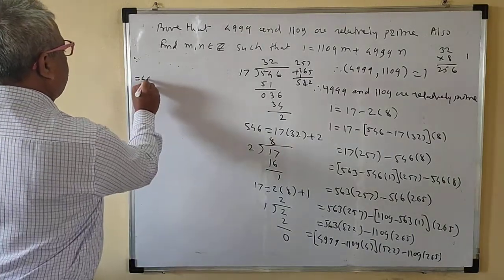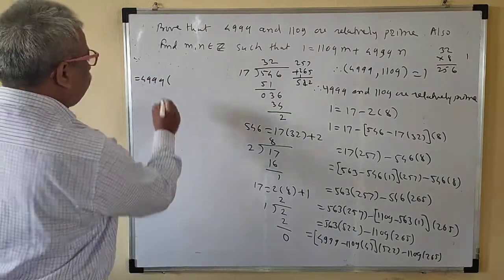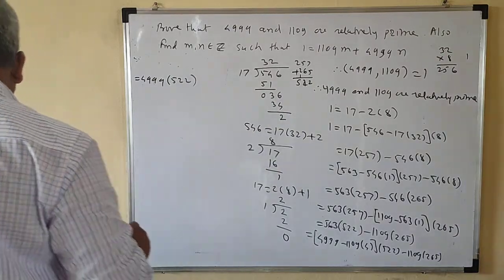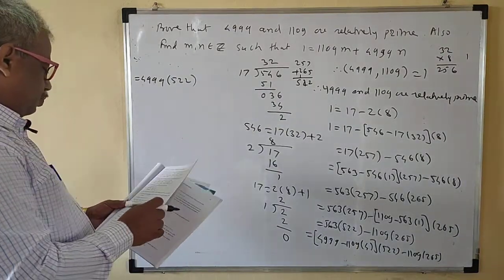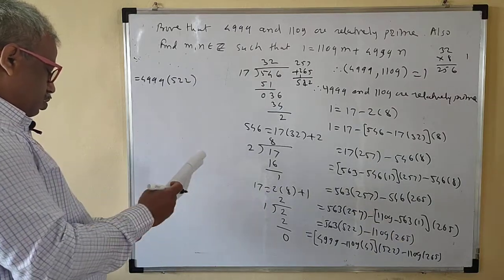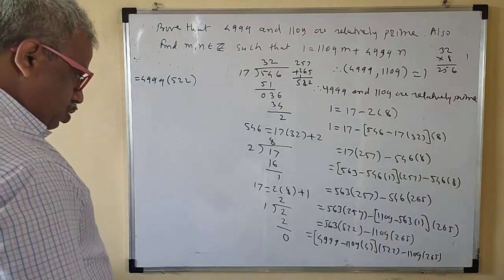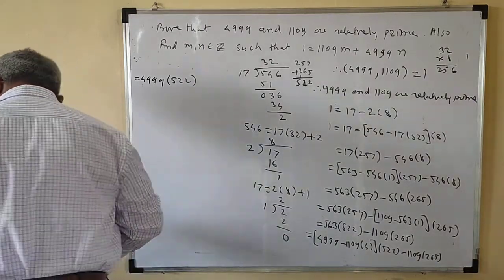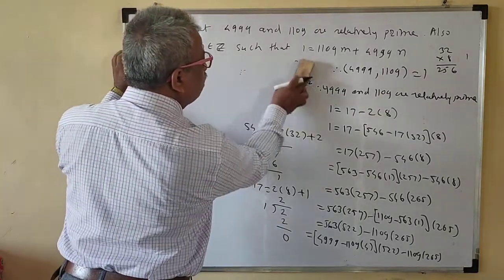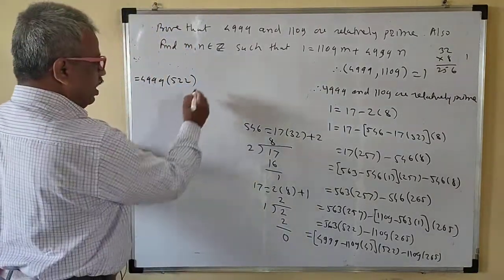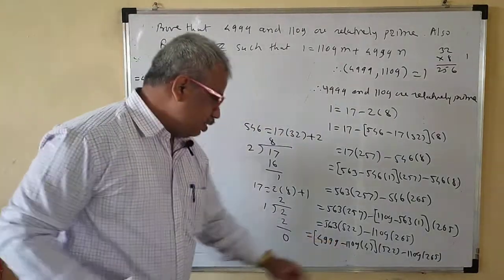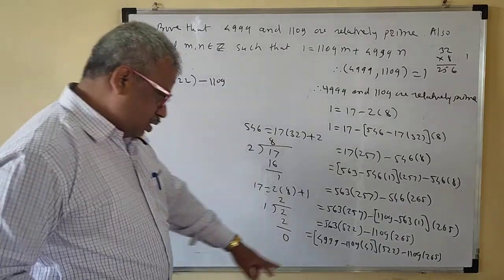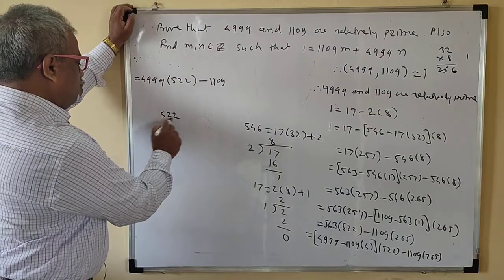Okay, so 499, no problem for 4999. So this will what? 522 now. Is it 522? Yes, 522. Okay, now then minus. So I don't want this, so I erase that and erase this one. I don't want this. Minus, see this 1109 into what? This is 4. Okay, so 552 into 4.